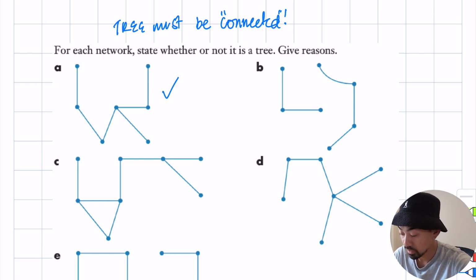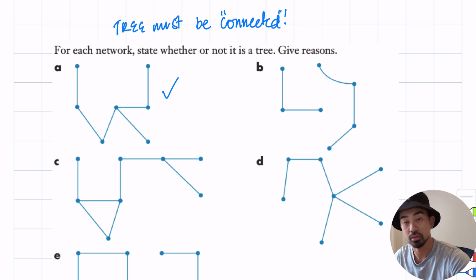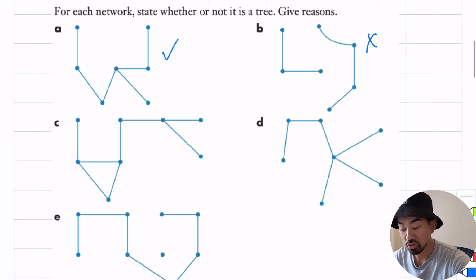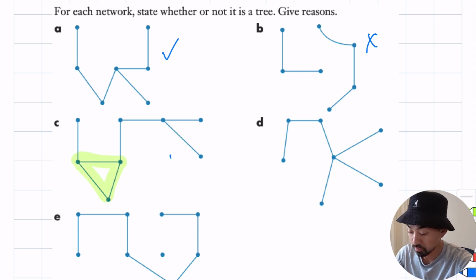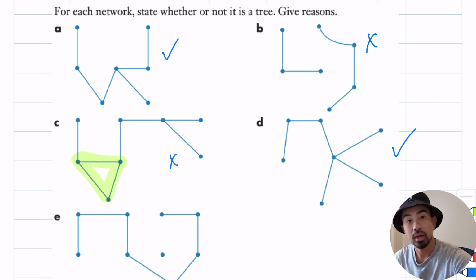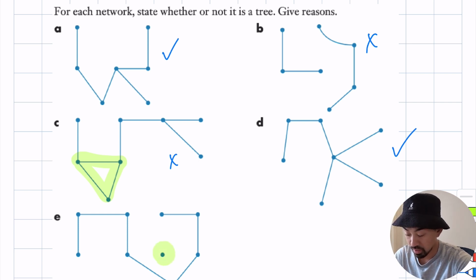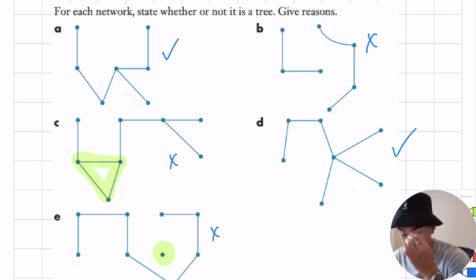Now you can see here for B, you've got part of the network here and a part of a network here, which is actually not connected. So this is not a tree. Now C, you can clearly see, for those people with a keen eye, there's a loop here, or a cycle, so this won't be a tree. D, looks like all your vertices are connected, so this will be a tree. And then lastly, E, you can see here that there is an unconnected vertice, or another word for vertice is node, so that won't be a tree. Okay, pretty straightforward definition of a tree.